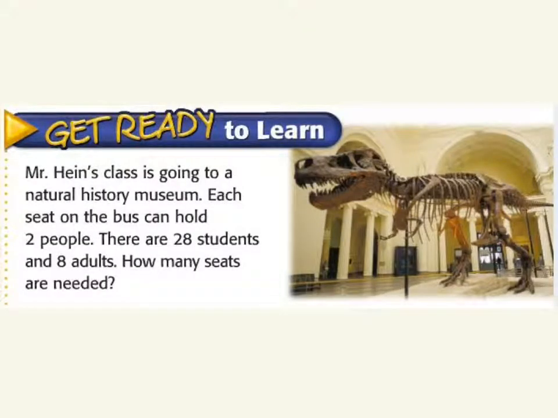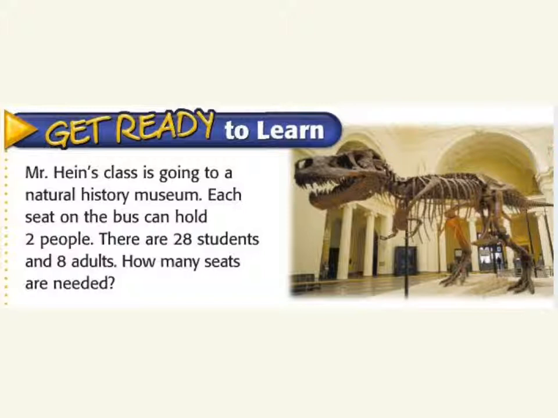Mr. Hines' class is going to a natural history museum. Each seat on the bus can hold 2 people. There are 28 students and 8 adults. How many seats are needed? So we need to know how many seats are needed. 2 people can fit on each seat, and the total number of people are 28 students and 8 adults.